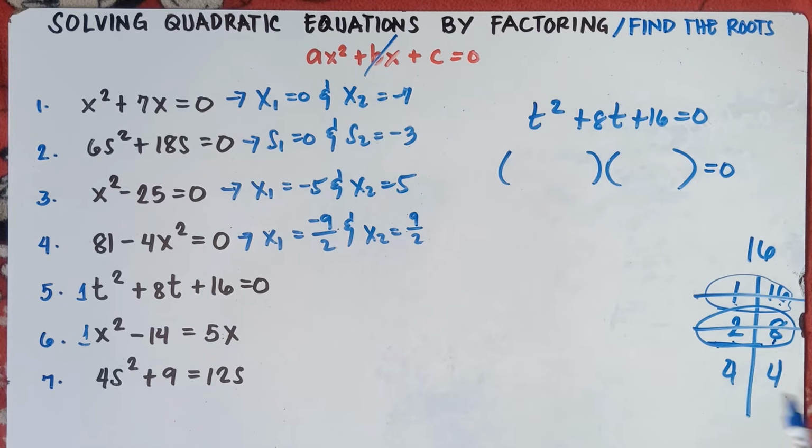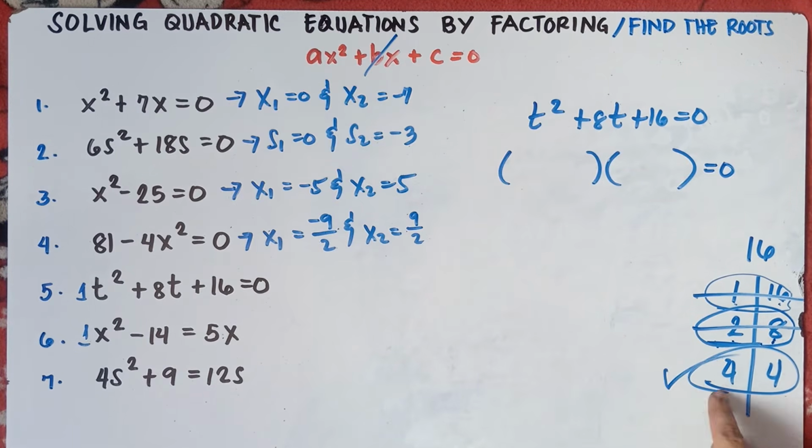If you combine 4 and 4, that would be 8, right? 4 plus 4 is 8, and then 4 times 4, that is 16. So therefore, these are the factors, positive 4 and 4.